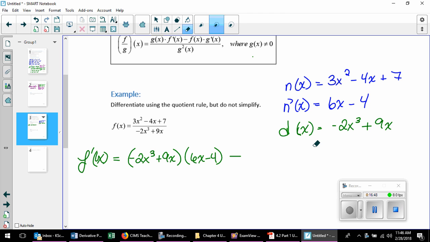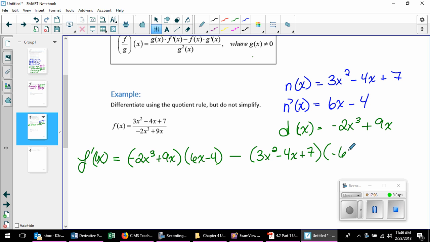I'm just going to get rid of that. I'll do it on the fly. Subtract the original numerator function. So 3x squared minus 4x plus 7 times the derivative of the denominator, which is going to be 6x squared plus 9, all over the denominator squared. So the original function of the denominator squared.